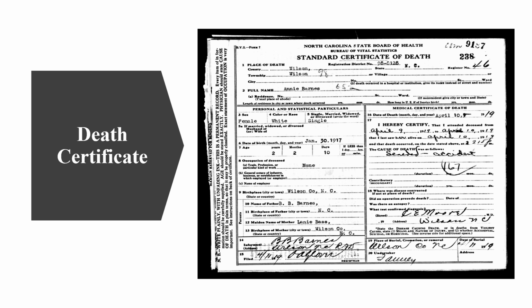The information on the certificate is only as good as the person giving it. Down here at the bottom, you can see the informant was B.B. Barnes, who was Bernard Barnes, who actually happened to be her father. One reason you would want to use this, it gives the date of birth, the date of death. It also gives her mother's maiden name, Lanny Bass.